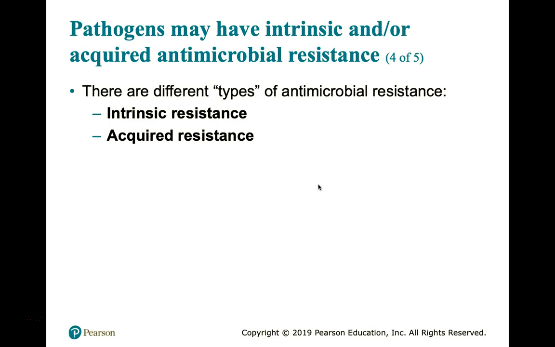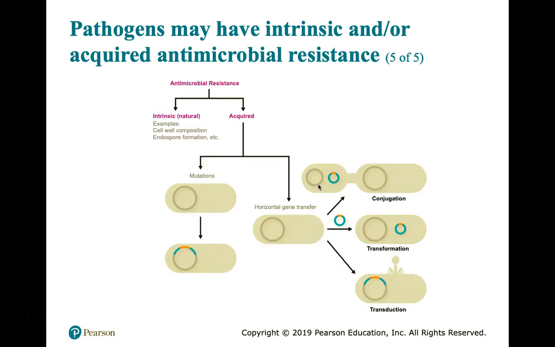So we're going to talk about intrinsic versus acquired resistance. Now, I'm not going to give you the definition just yet because I have an image on the next slide. So the two types of antimicrobial resistance are intrinsic, which is natural, and acquired, which means you get it from somewhere else, or the bacteria gets it from somewhere else. This image is really good. I don't have the number here, I apologize, but this is a really great image.